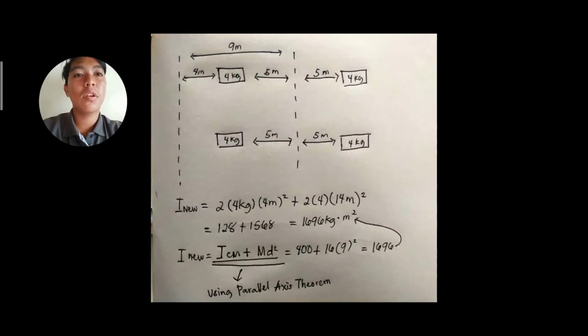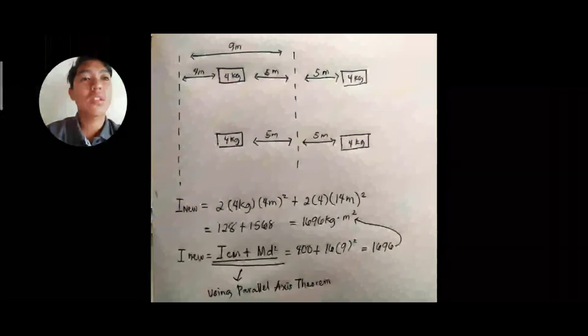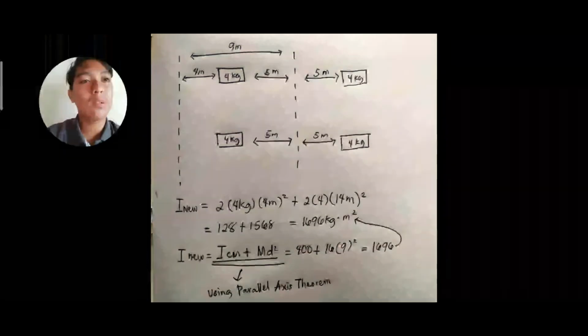So 2 times 4, then this is the distance, 4 meters squared, plus then these two blocks, it is 14 meters away from the axis of rotation. So it is 2 times 4, this, times 14 meters, the distance squared. So 128 plus 1568 equals 1696 kilograms times meter squared.